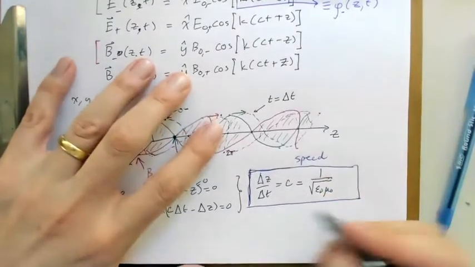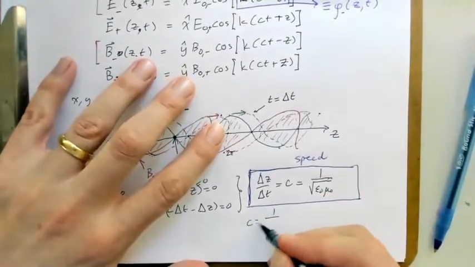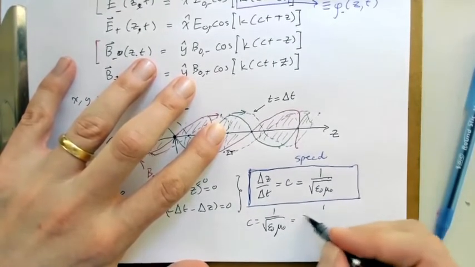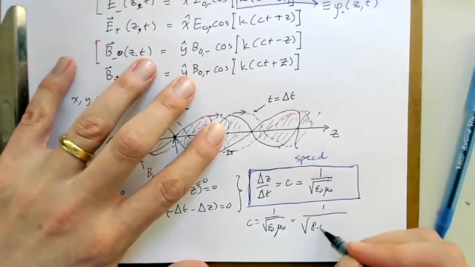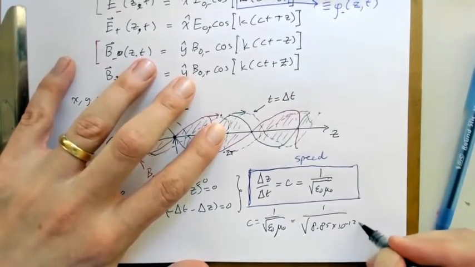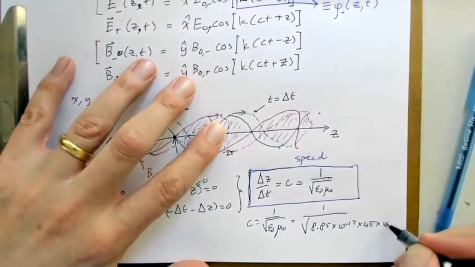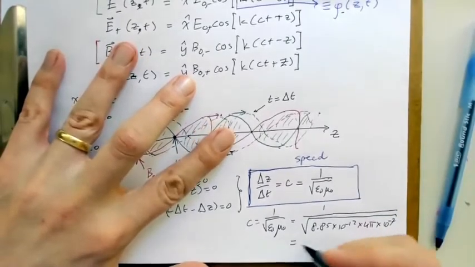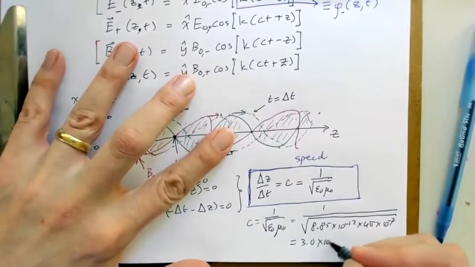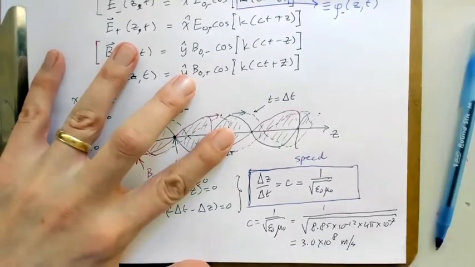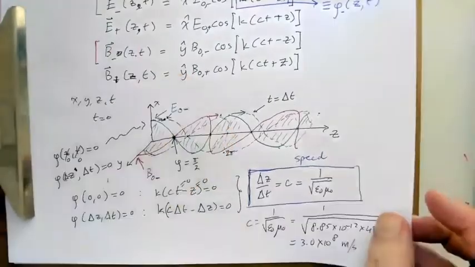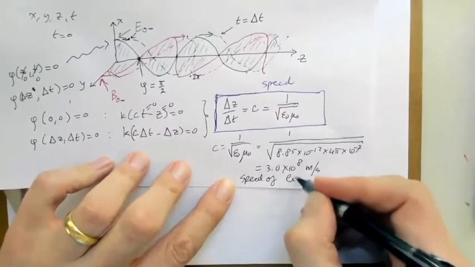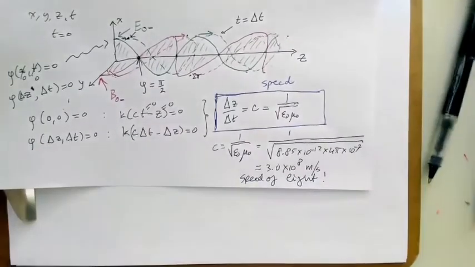Now here's the big surprise. If you calculate that, c is 1 over the square root of epsilon naught mu naught. That's 1 over the square root of 8.85 times 10 to the minus 12 times 4 pi times 10 to the minus 7. You plug that into your calculator, you get 3 times 10 to the 8. That is the speed of light. And that's a big deal.